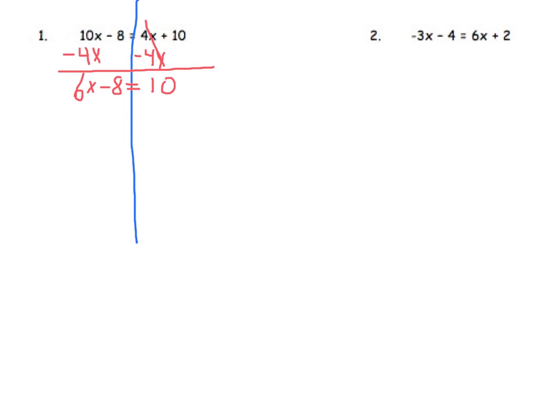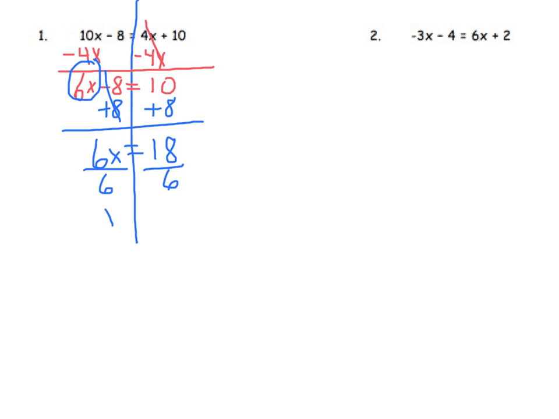We're solving for our 6x, so we need to get rid of our negative 8. The opposite inverse of minus 8 is plus 8. We're going to do plus 8 on both sides. So that leaves us with 6x equals 18. Now when it's beside, we're going to divide. So we're going to divide both sides by the coefficient of 6, and x equals 3.